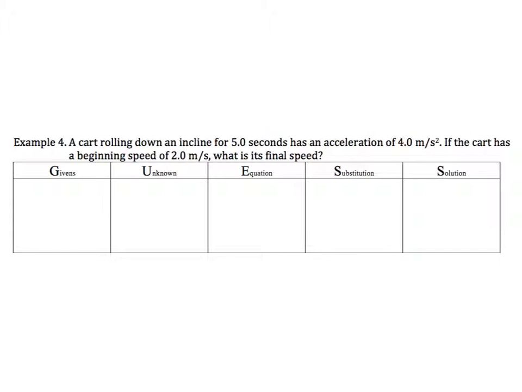In example 4, we have a cart rolling down an incline for 5 seconds, and it has an acceleration of 4 meters per second squared. The problem is asking that if the cart has a beginning speed, so here's our VI, we want to know what its final speed is. So that's our unknown. So we are given time at 5 seconds. We're given acceleration at 4 meters per second squared, and we are given VI at 2 meters per second. Again, our unknown is VF. That's what we don't know.